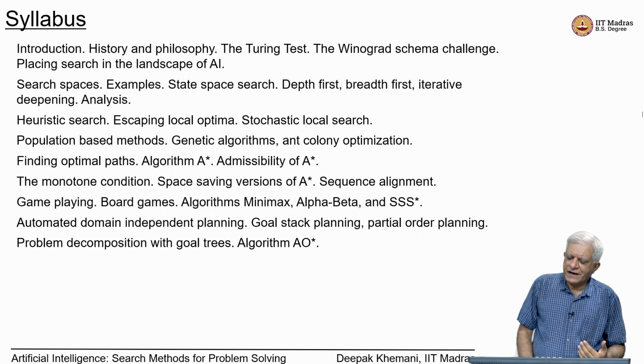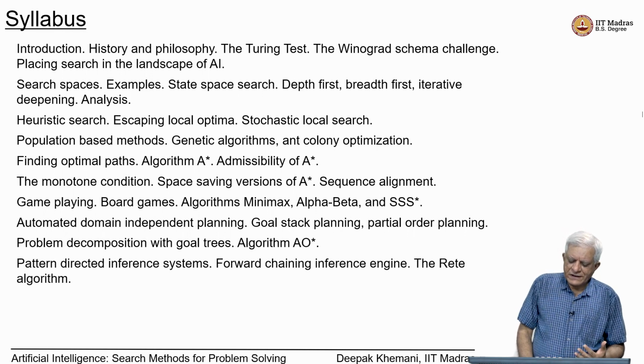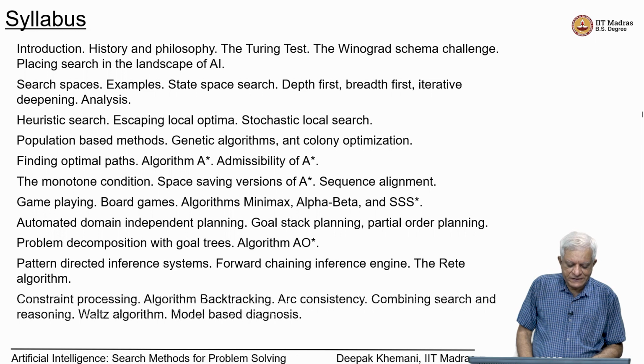We will also look at a backward search approach called the AO star algorithm, where you reason from the goal towards the current state essentially, and ask questions like what it takes to achieve a goal that you want to achieve. We will also look at forward chaining inference systems, pattern directed inference systems, which was a big craze in the 80s, and the whole idea of expert systems came through that. And we will see a very interesting algorithm called the Rete algorithm, which is used to implement that efficiently.